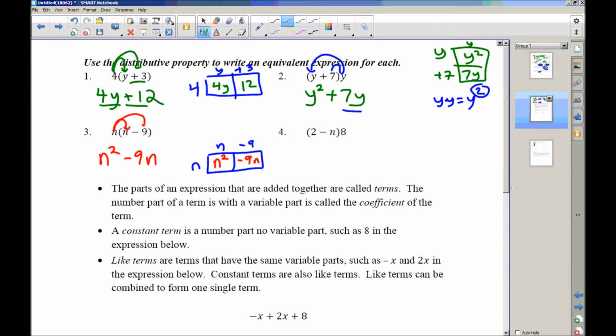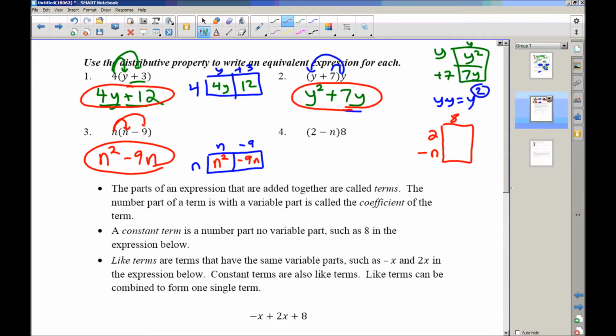Okay, so in the end, whether you use the area model or the jump the fence model, we're really just looking for this part. The rest is scratch work. Okay, so here we have 2 and minus n, and we have an 8. Okay, 2 times 8 will make 16, and 8 times negative n will make negative 8n. So this will turn into 16 minus 8n. 8 times 2 for 16, 8 times subtract n for negative 8n, or subtract 8n.